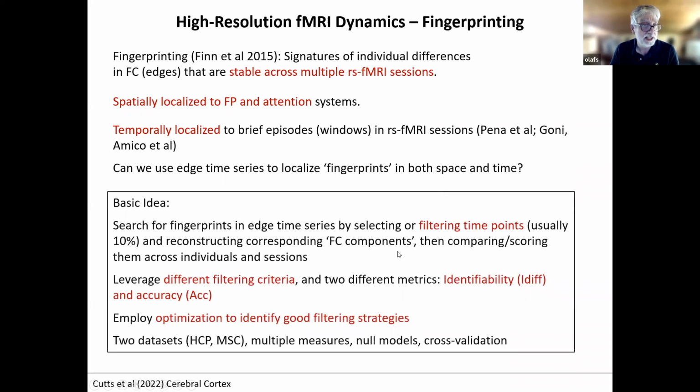The basic idea was we take our edge time series, which we can decompose into frame-wise contributions. We filter these time points, usually retaining only 10% of them. We construct a corresponding FC component and then score them across individuals for fingerprinting accuracy, using a bunch of different criteria for filtering and a bunch of different measures for fingerprinting itself. We then also employ an optimization strategy to identify optimal filtering strategies that enhance the fingerprinting signature. We did this on 2 different data sets, multiple measures, et cetera.